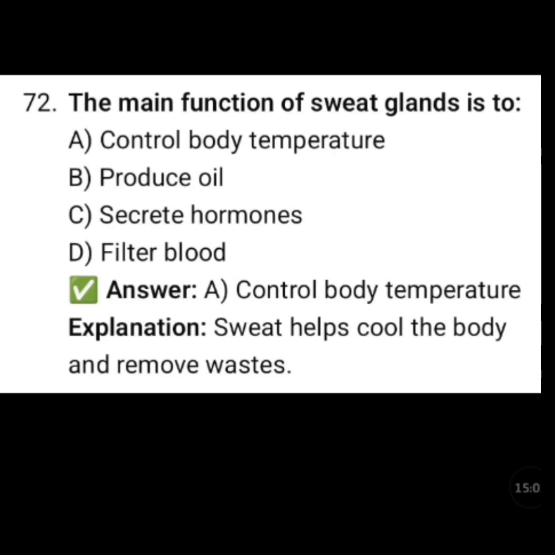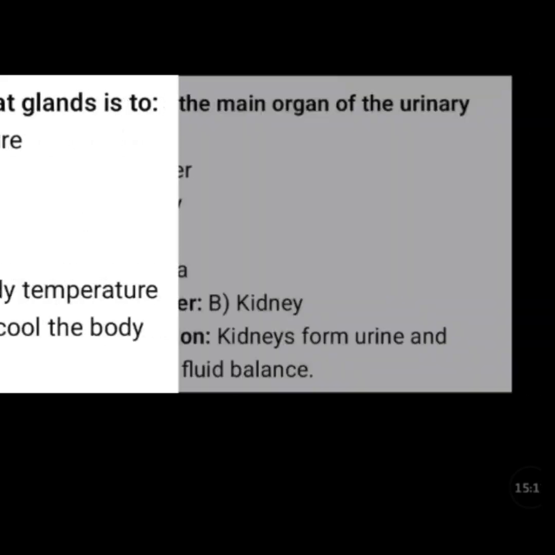The main function of a sweat gland is to control body temperature, produce oil, secrete hormones, filter blood. The correct answer is option A, control body temperature. Sweat helps cool the body and removes waste.